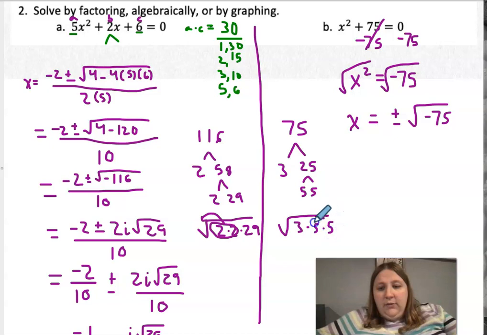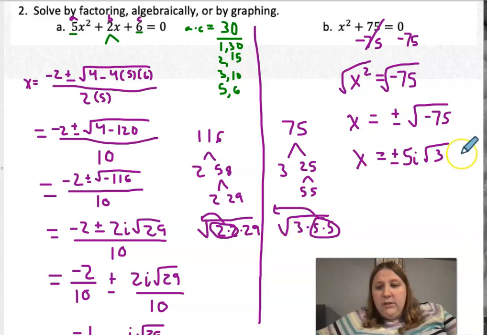I know I need a pair of something to bring them out. I've got a pair of 5s here, so that'll come out. So this would be plus or minus the 5 comes out. Because of the negative, I can bring out that i. Square root of the 3 stays inside from over here. All right, so we broke down the square root as much as we can, so this one would be completely simplified.